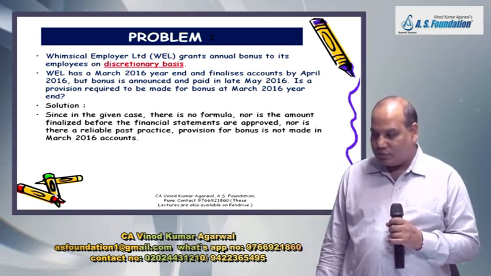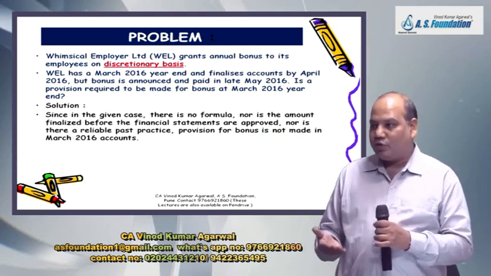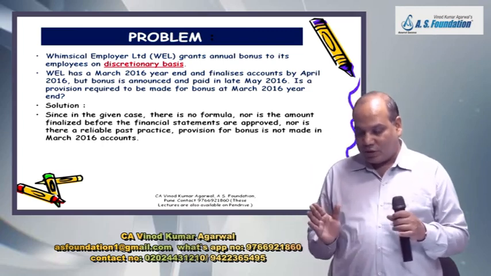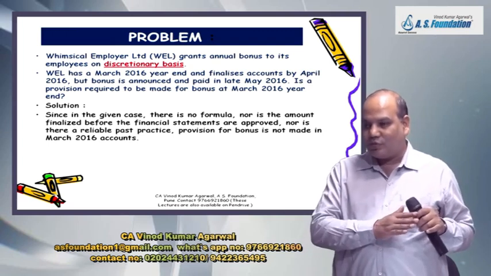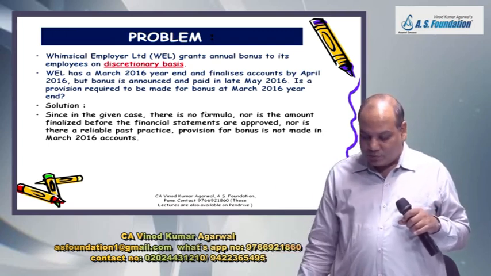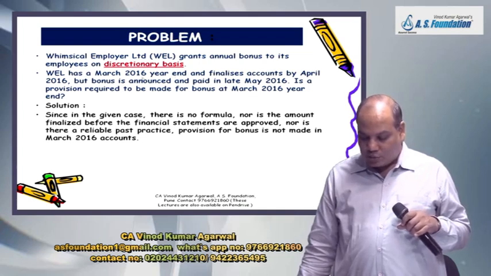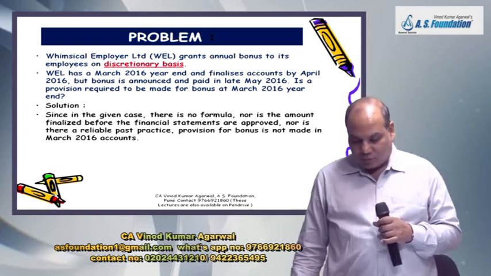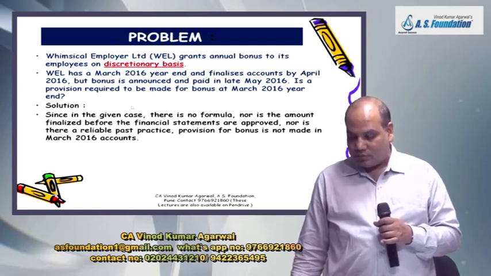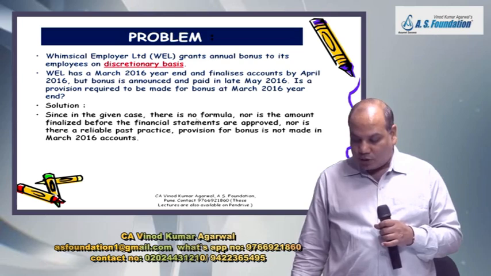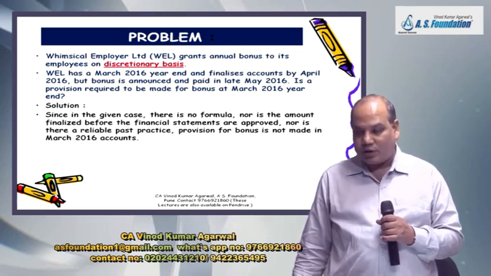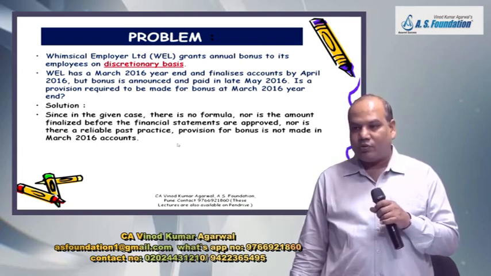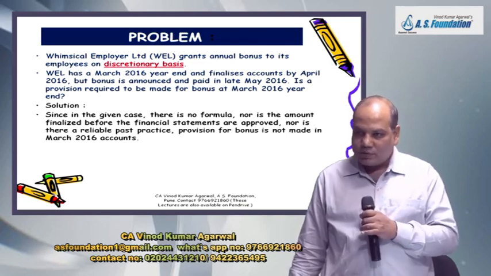First of all, it is discretionary. So therefore, you can always change your idea of making the payment. It is not constructive. Constructive means every year you have been paying, so then we will create a constructive obligation. It is discretionary. And secondly, it is very difficult to estimate a reliable amount over here. There is no formula agreed with the employee. Since in the given case there is no formula, nor is the amount finalized before the financial statements are approved, nor is there a reliable past practice, provision for bonus is not made in the March 2016 accounts. Is it right?